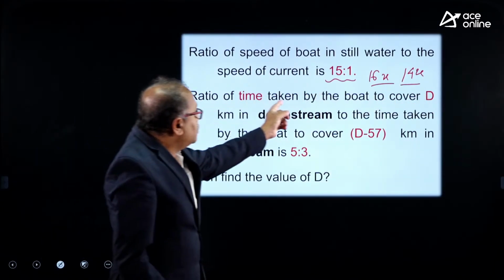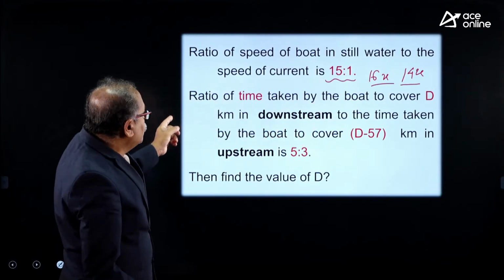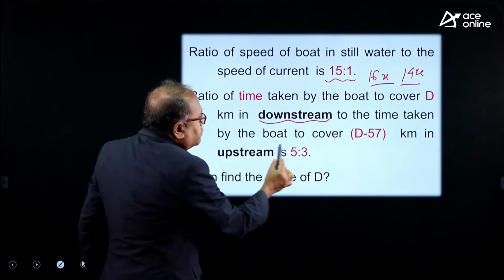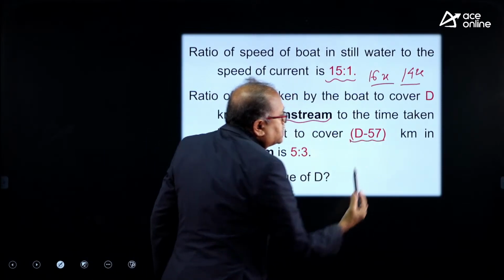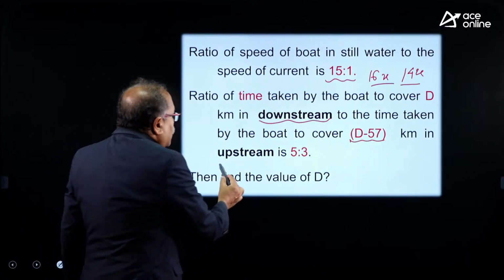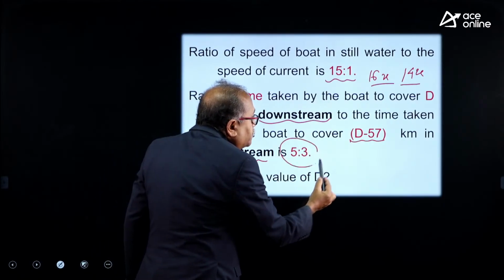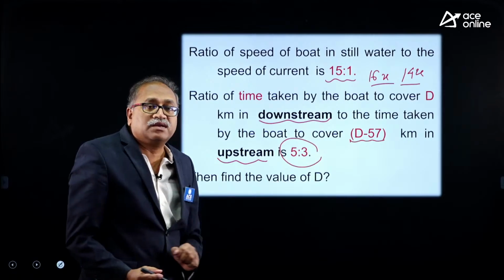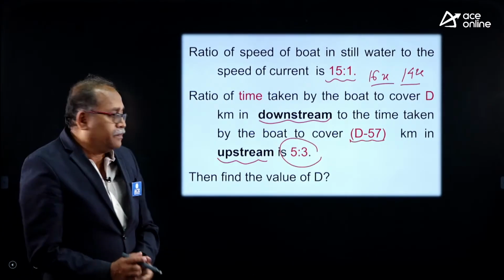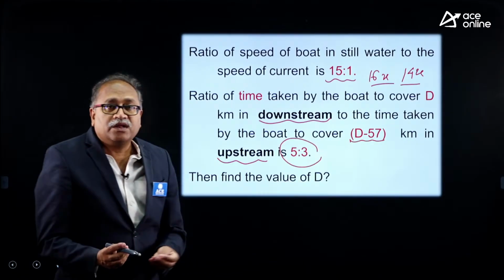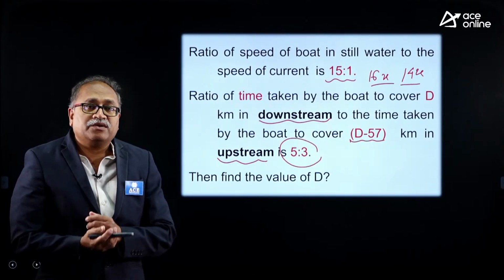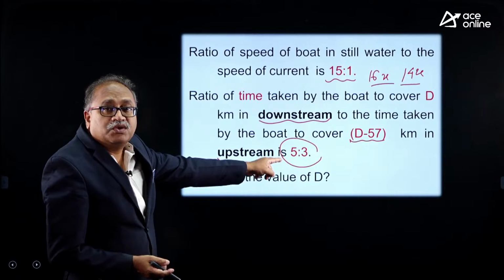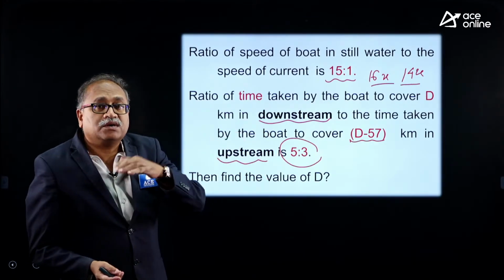Now, the ratio of the time taken by the boat to cover d kilometer downstream and the time taken to cover d minus 57 kilometer upstream is given to us. In one case it is downstream, in another case it is upstream. Now, the question is asked, what is the value of d? How do I find out the value of d? Here I notice the time ratio is given to us. So, what is that time?